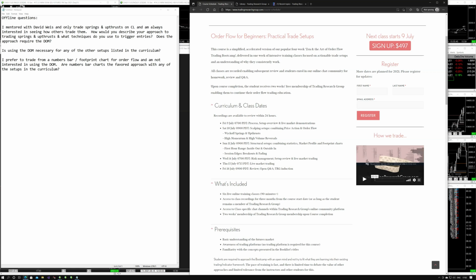So what we'll really do to kick things off is go through a bit of background on our upcoming beginners course, which starts on the 9th of July. A bit of how it came about, what we do with it, and how it sets you up on a path to some really good understanding of applying order flow to your trading.